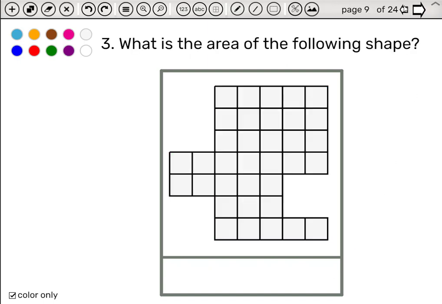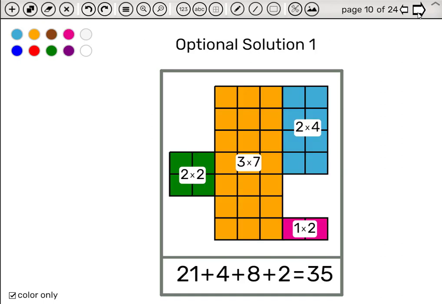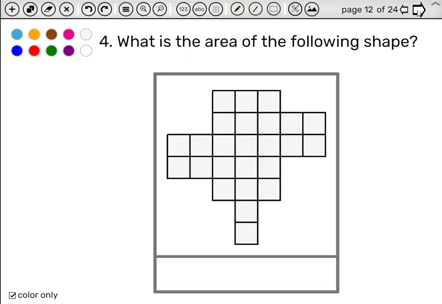Let's move back and color only this square. If this isn't enough, you can give another hint with a scribble tool and mark this area. The solution we are aiming at is this. If we imagine this square moving here, then we're left with only one big rectangle, 5 times 7. Let's move on to the 4th question.